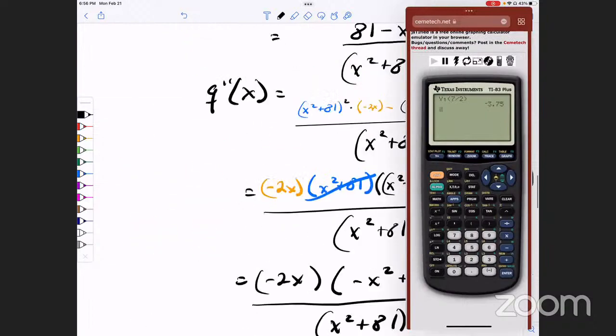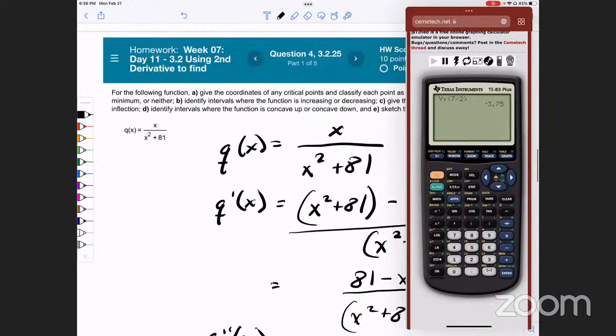Let's see. We want the original y value, so we need the original function. All right. So let's go to y equals here. Let's do x divided by parentheses x squared plus 81.